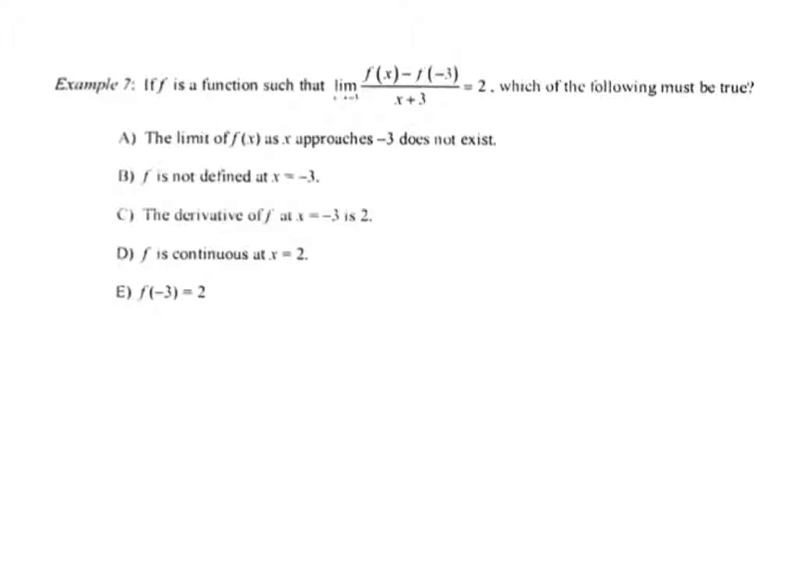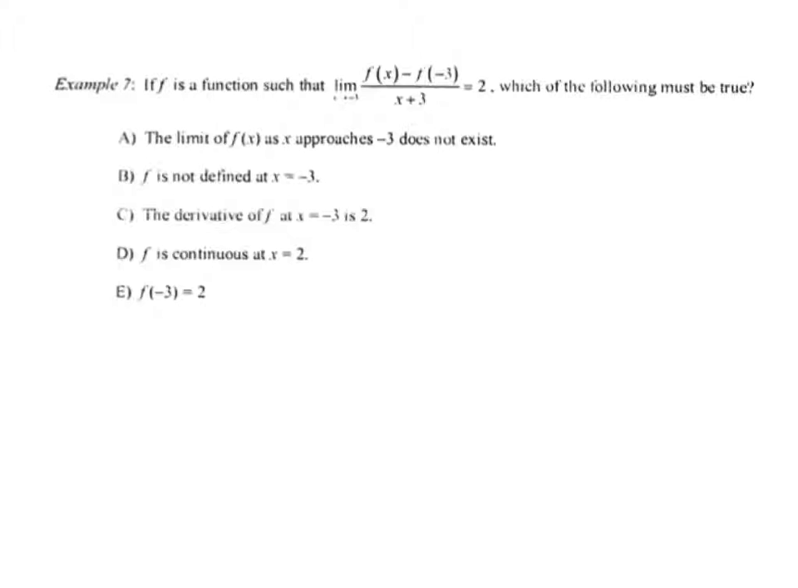And our last example, this would be a typical multiple choice question. If we know that f is a function and we know that the limit as x approaches -3 of this quotient is going to equal 2, which of the following has to be true? So pause it right now just to look at this based on what we've been talking about. Any idea how we could put this all together?